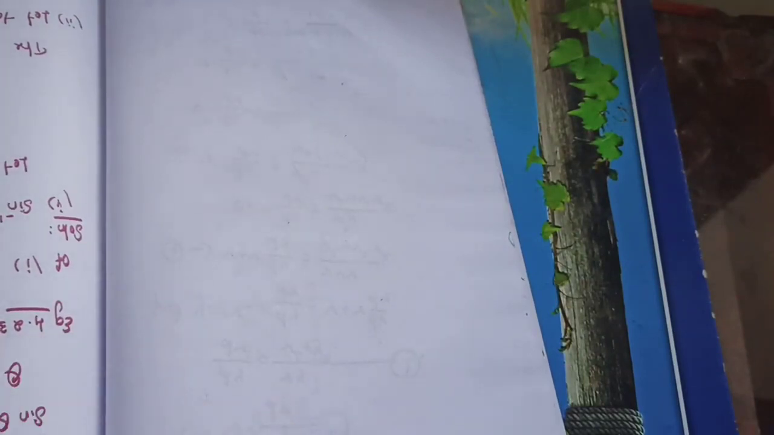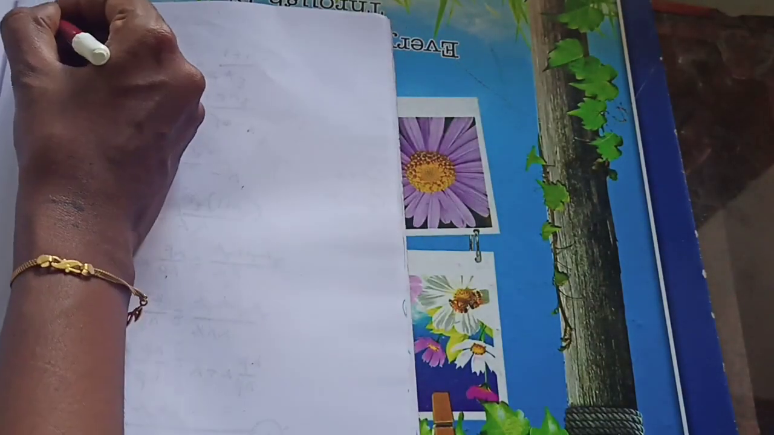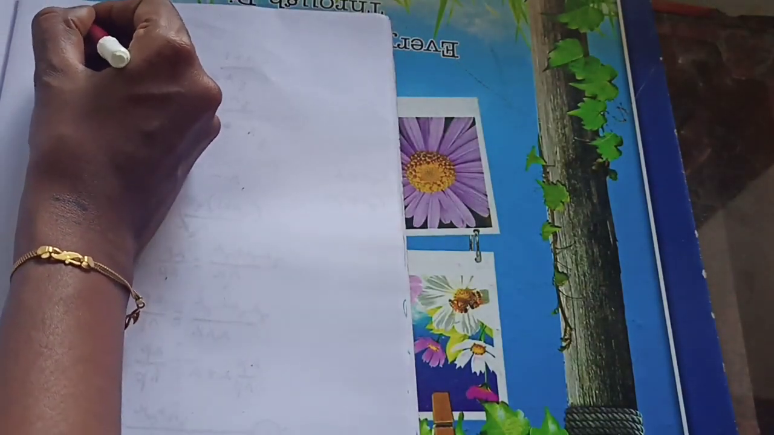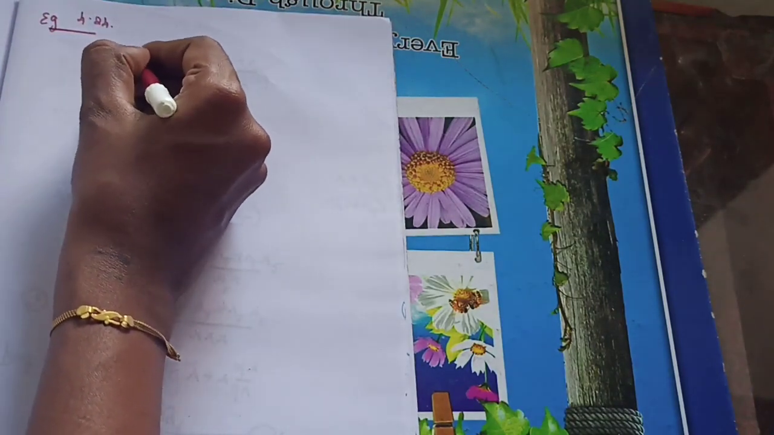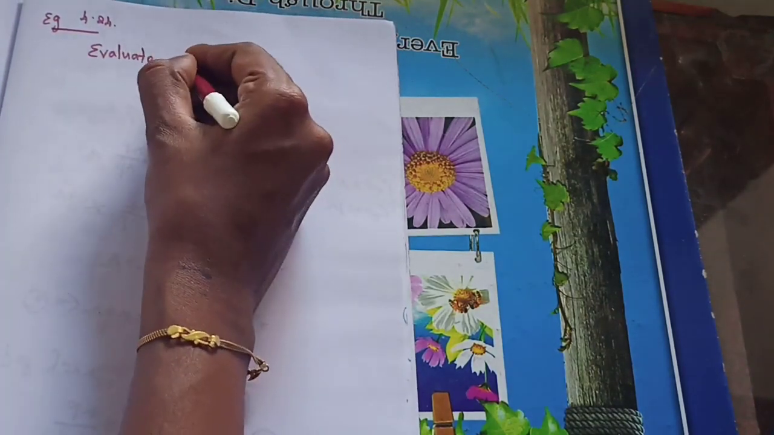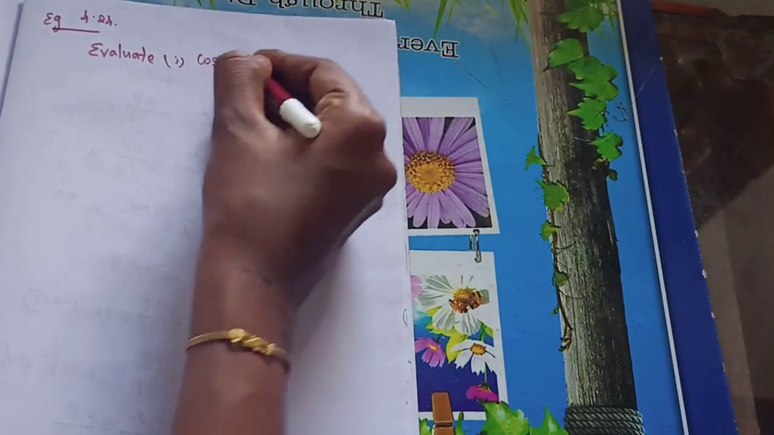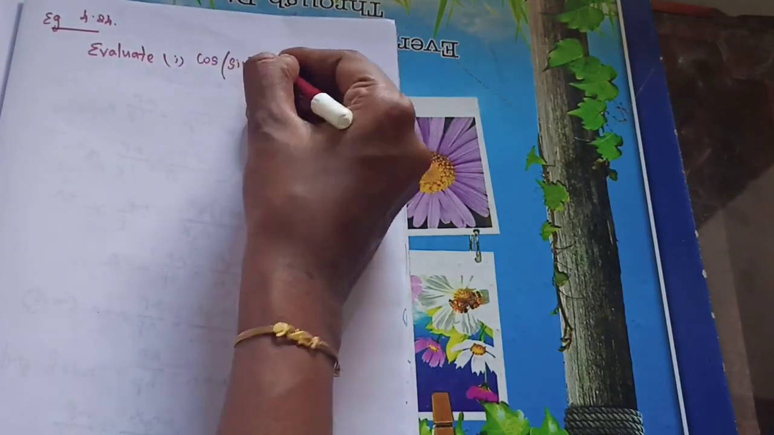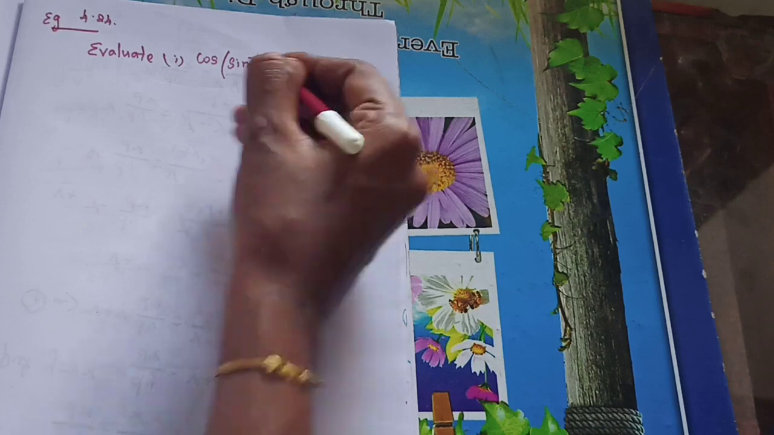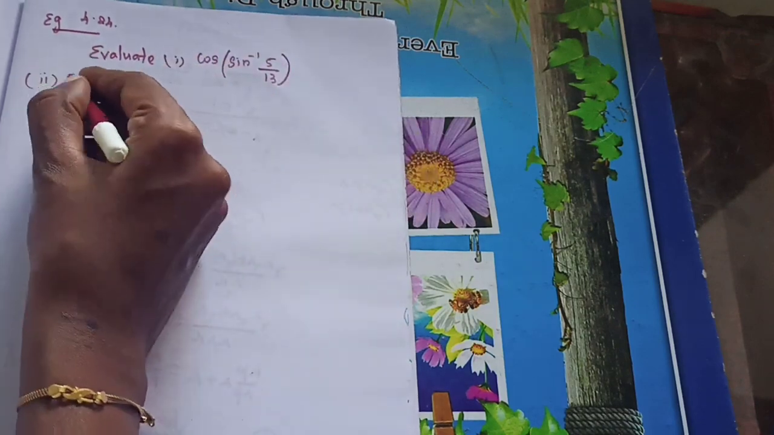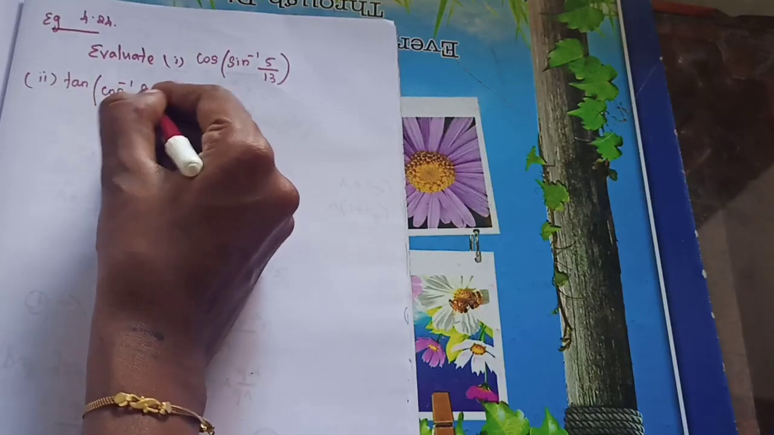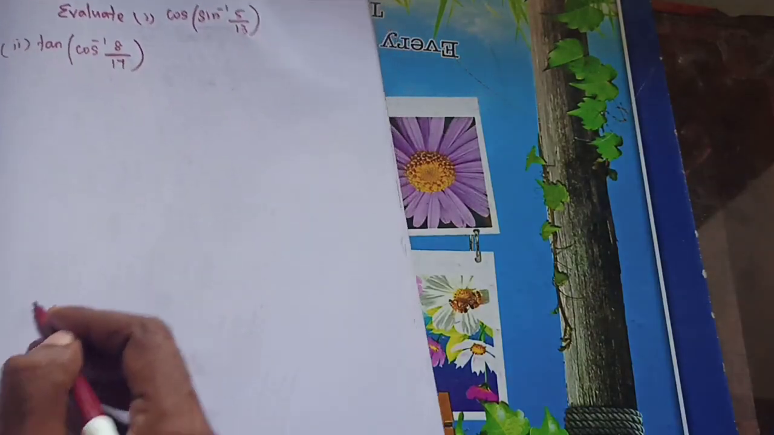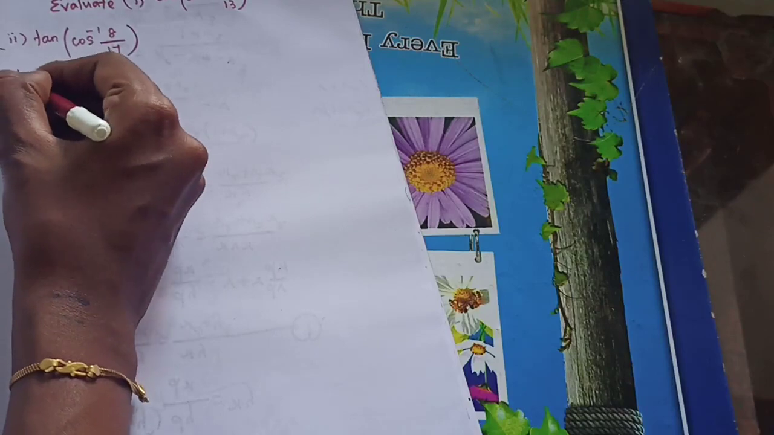Then let's move to the next question. Example 4.24. It's very easy. Evaluate: first one, cos of sine inverse of 5 by 13. Second one, tan of cos inverse of 8 by 17. Okay, so we are going to evaluate this. Solution.